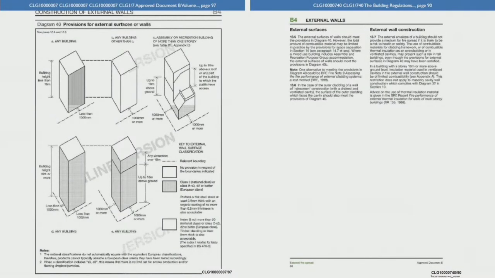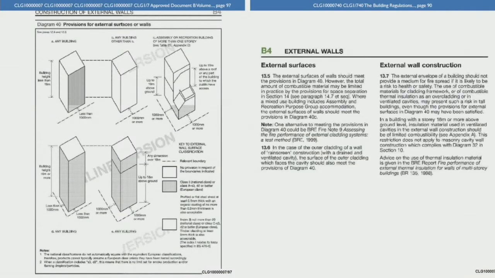Is that what the approved document required? Well, we can look at it. It's on the screen, in fact, on your right-hand side. If you'd like to go back two pages to page 89, we can see the wording. That's fire resistance. Page 90, I think, is where we have external surfaces under 3.5. External surfaces of walls should meet the provisions in diagram 40. However, the total amount of combustible material may be limited in practice by the provisions for space separation. And then you've got the note, as we saw before, introducing the alternative route to compliance, which was compliance with BRE 589.